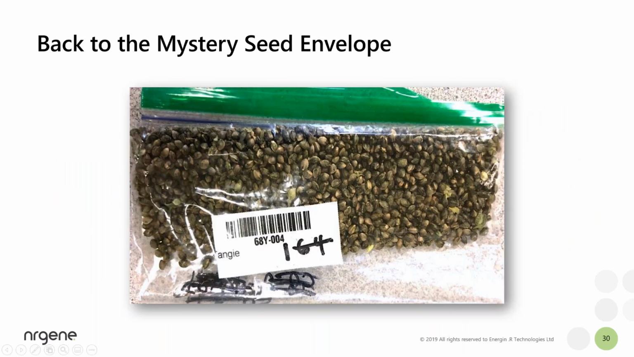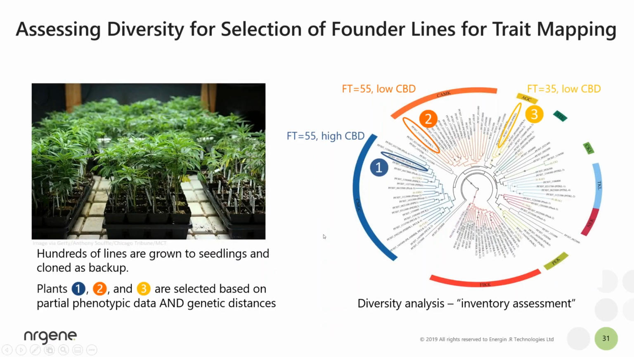Going back to the mystery seed envelope, now that we have a set of tools to breed, where do we start? You still have huge numbers of plants to screen, and you need to start at founder populations. So what we're offering for this is to have plants grown to seeds, and then analyze very cheaply, with very low quantity and coarse analysis, which is a kind of diversity analysis. It's an inventory assessment. We create this type of phylogenetic tree based on genetic distances and phenotype information. This example relates to flowering time and CBD content. So we can divide, based on phenotypic information and genetic distances, all the 5,000 samples or 500 samples, and then select individuals from each clade and use those as founder parents, and avoid the redundancy and need for multiple phenotyping.